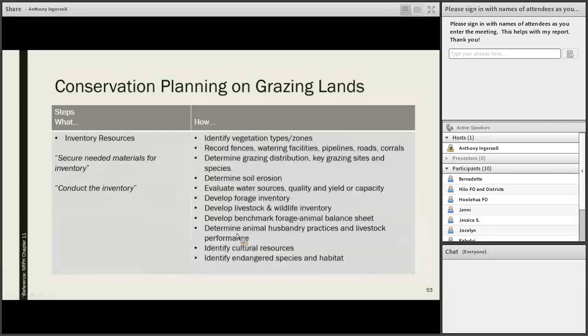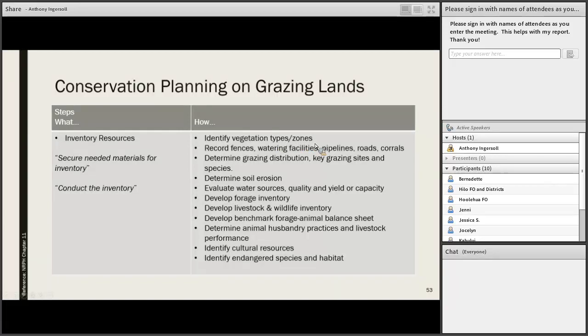Going on to the next phase or step is the inventory stage, and this one really is a whopper when it comes to conservation planning in general. But there's a lot of different things that we're trying to pin down or identify or measure in the inventory phase on grazing lands. Some of these include whether we have different vegetation types or zones out on an operation.